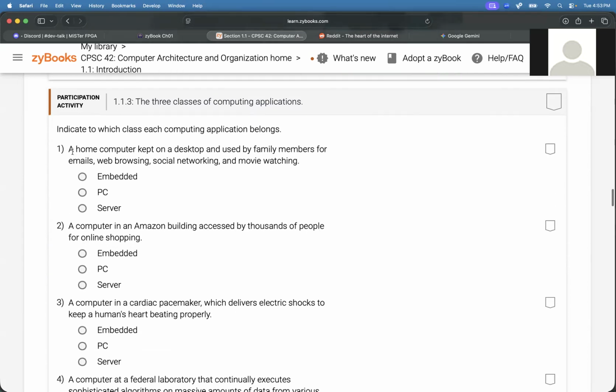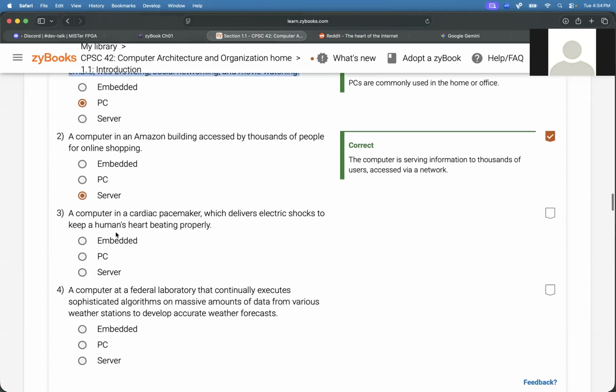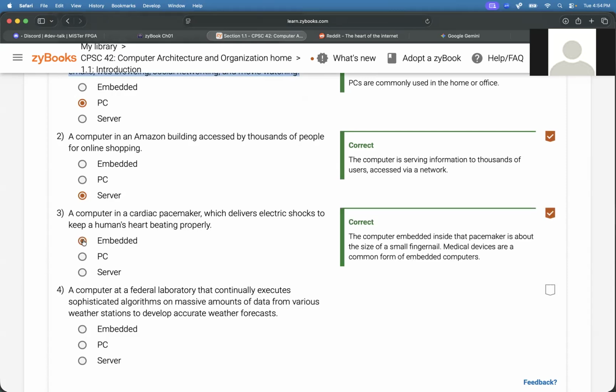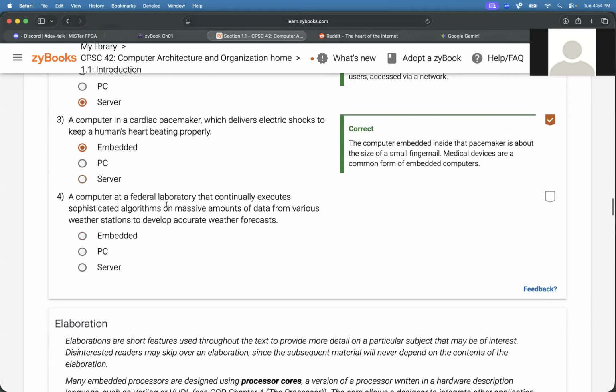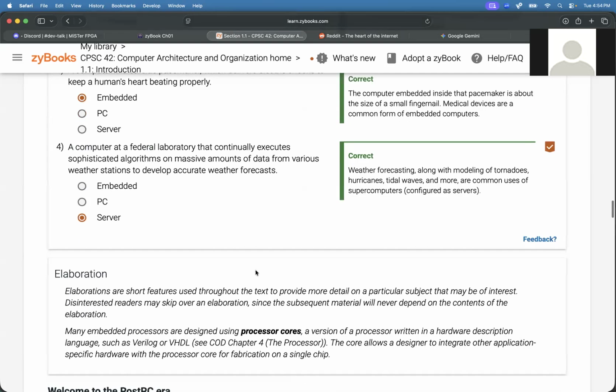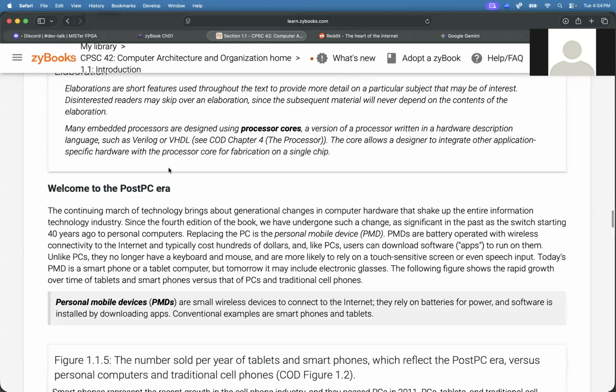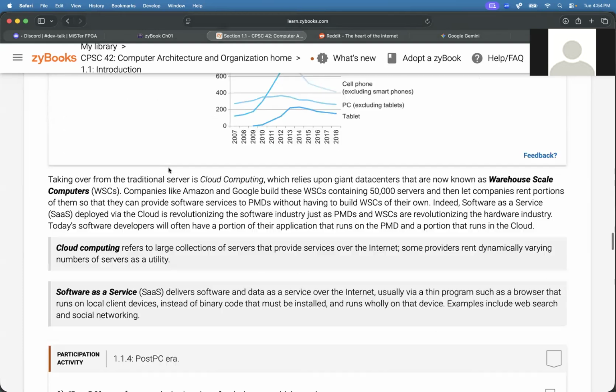So let's see, a home computer. What kind of computer is that? Well, that's just a PC, right? A computer in an Amazon building accessed by thousands of people. That would be a server, right? A computer in a cardiac pacemaker, that'd be an embedded computer, kind of like the thermostat. A computer in a federal laboratory, that would be a server. So, this is just kind of vocabulary.